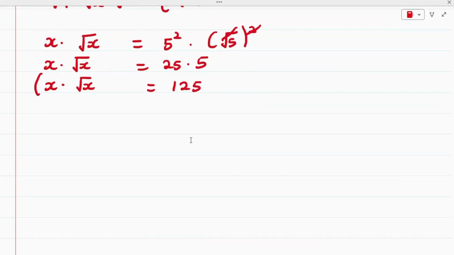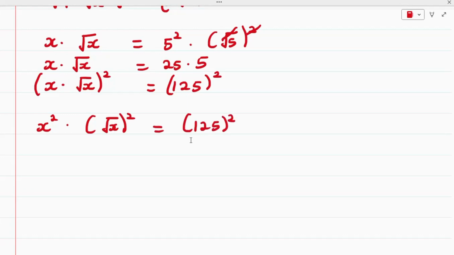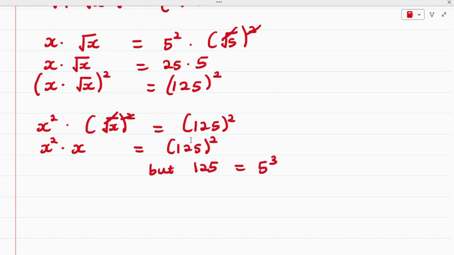So right here, I want to simply square both sides one more time. So squaring both sides, we have the left hand side to be x raised to the power of 2 multiply the square root of x raised to the power of 2 is equal to 125 square. So we have x square multiply, this is going to cancel out this. We have this to be x is equal to 125 square. But 125 can be expressed as 5 raised to the power of 3. So we have this to be x squared multiply x will give us x raised to the power of 3.